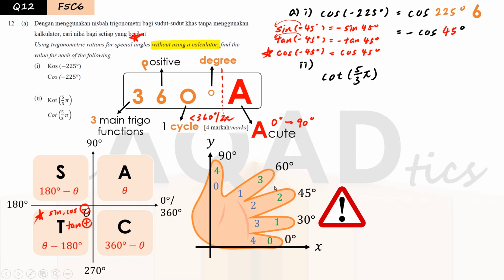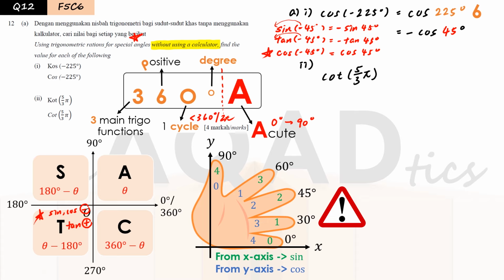So what do these numbers mean? The green numbers here are from the x-axis and are for the sine function. The blue values, which start from the y-axis, are for the cos function.